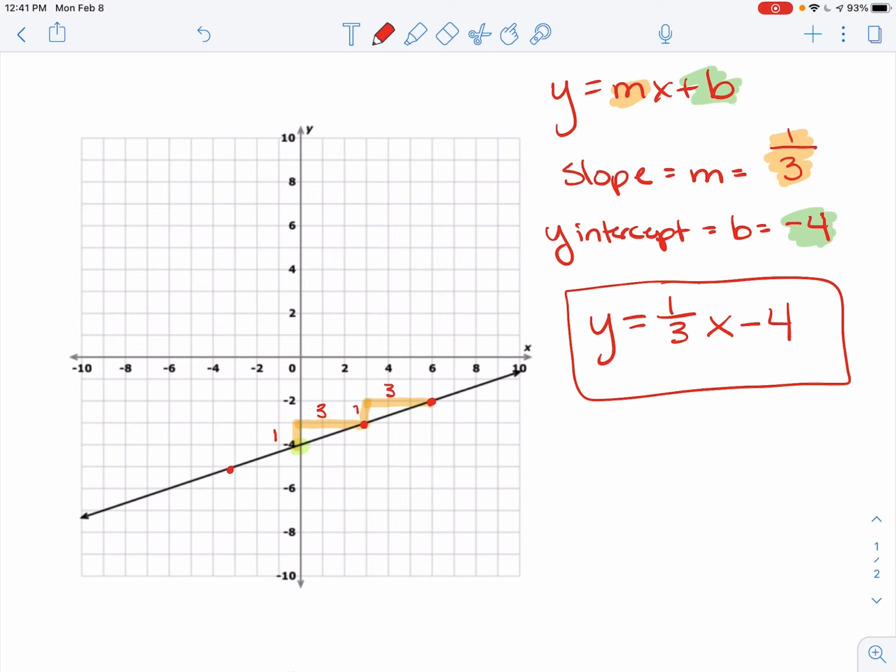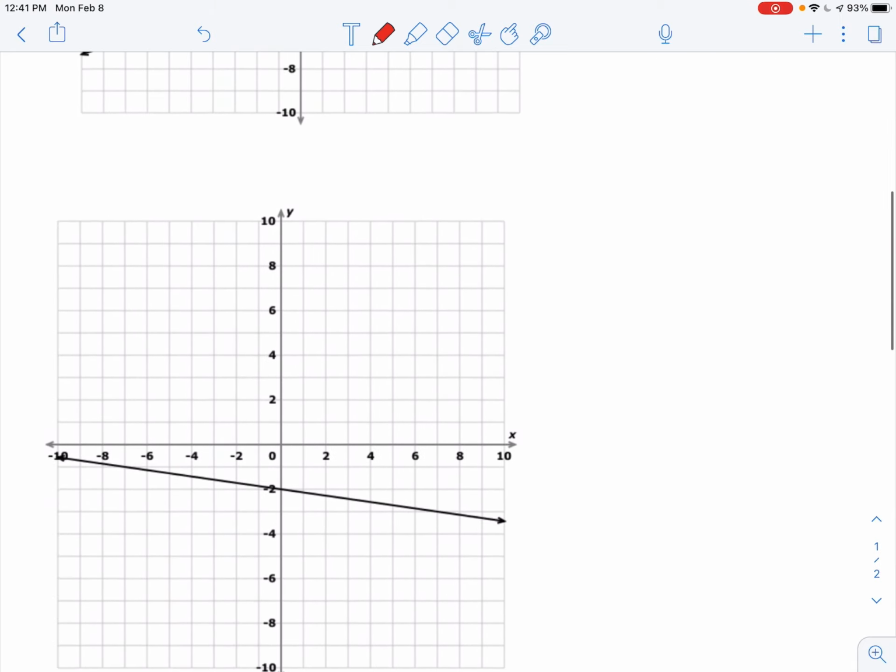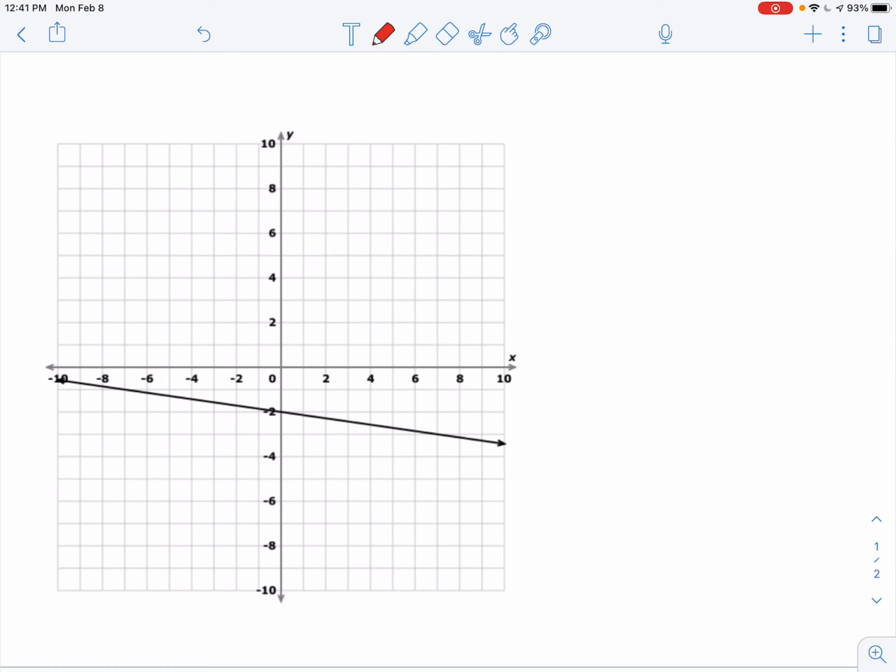Let's take a look at a second one. Here in our second graph, again, our goal is to put this in slope-intercept form, which is y equals mx plus b. I need my slope, which is my m value, and I need my b, which is my y-intercept. I'm going to start with the y-intercept, and if I use my highlighter there, you'll see that it crosses at -2, so my b value is -2.